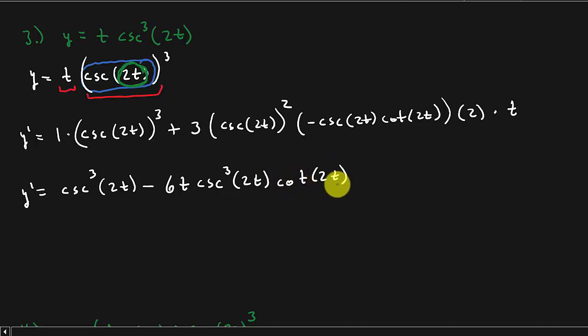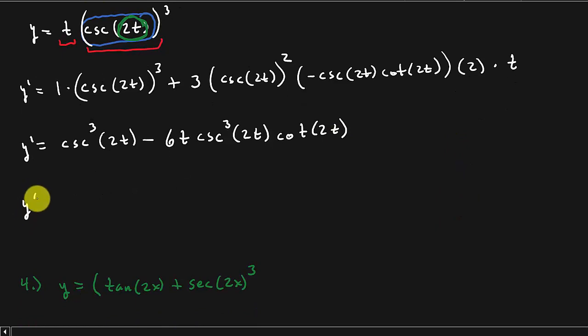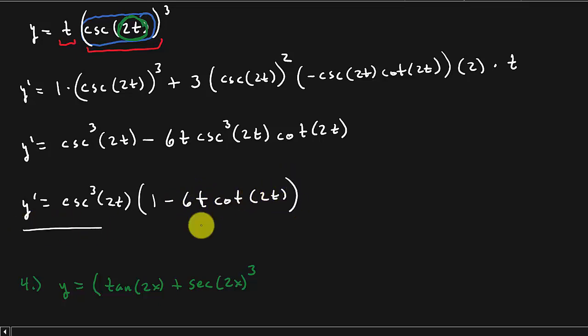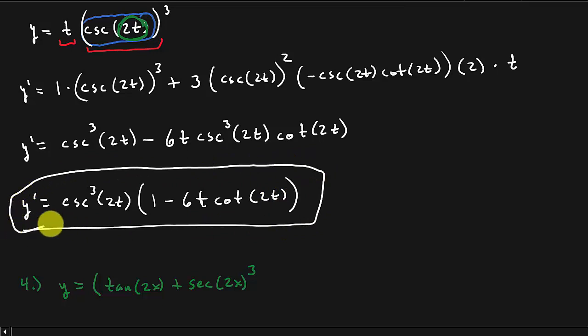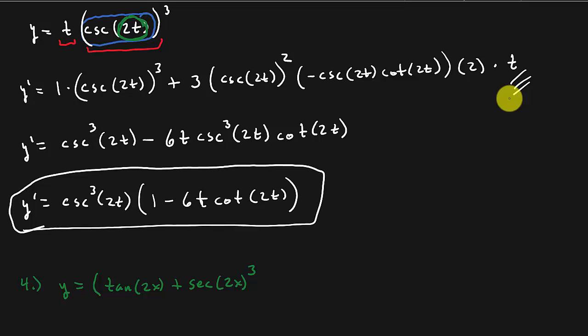All right, and then, yeah, we can simplify this a little more. We can factor out a cosecant cubed 2t. And that'll leave us with 1 minus 6t times cotangent 2t. And there's your answer. All right. So, sorry about missing that, but you get caught up in explaining all this stuff. You just forget to finish out a problem sometimes.